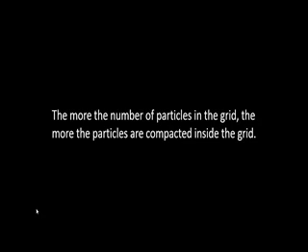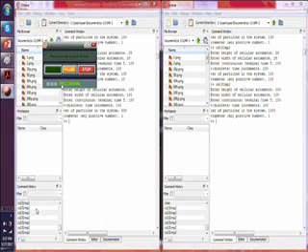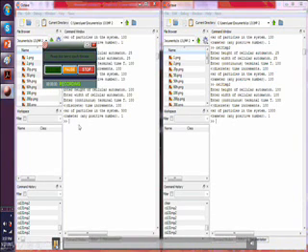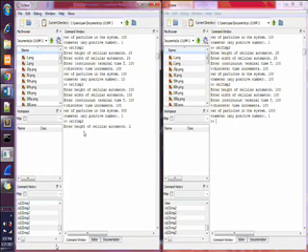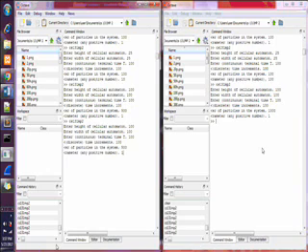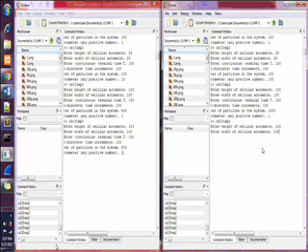The more the number of particles in the grid, the more the particles are compacted inside the grid. Let's see who diffuses faster given that the diffusion rate is 1. The simulation at the left is running in a 100 by 100 grid with a terminal time and number of increments of 100. Diffusion rate is 1 and the number of particles is 500. For the other simulation, same values as the simulation at the left, but now the number of particles is 1000.